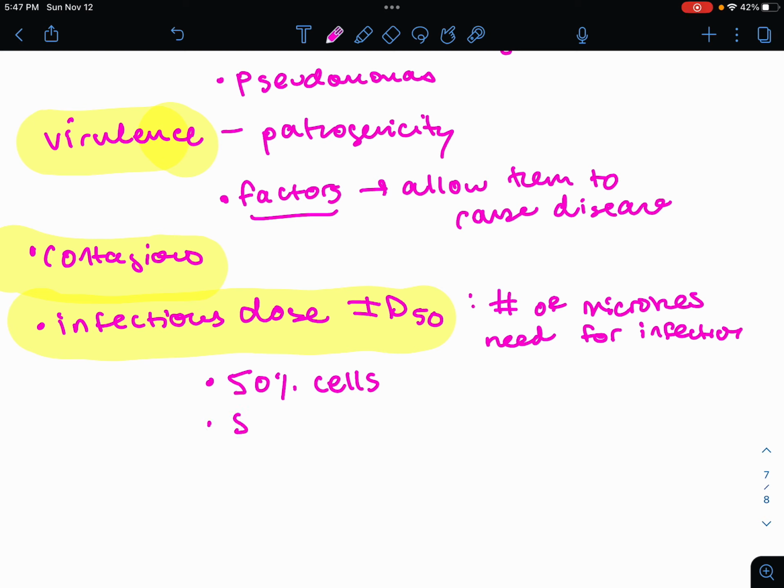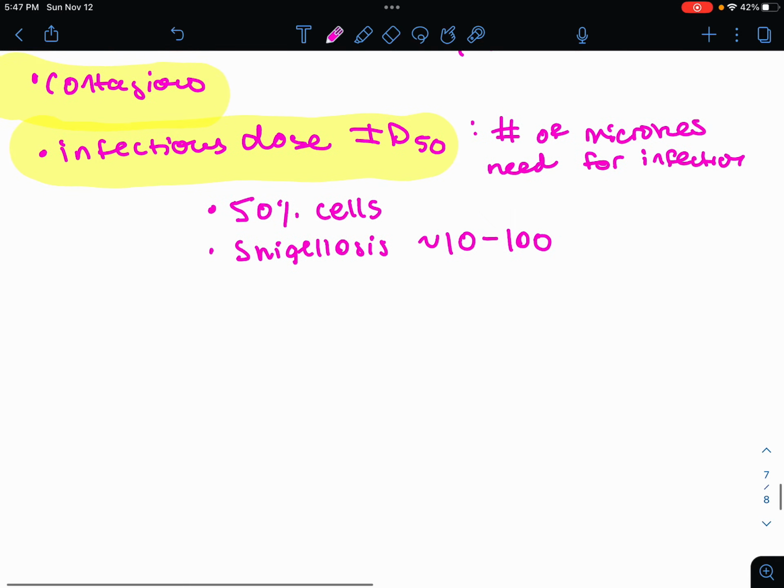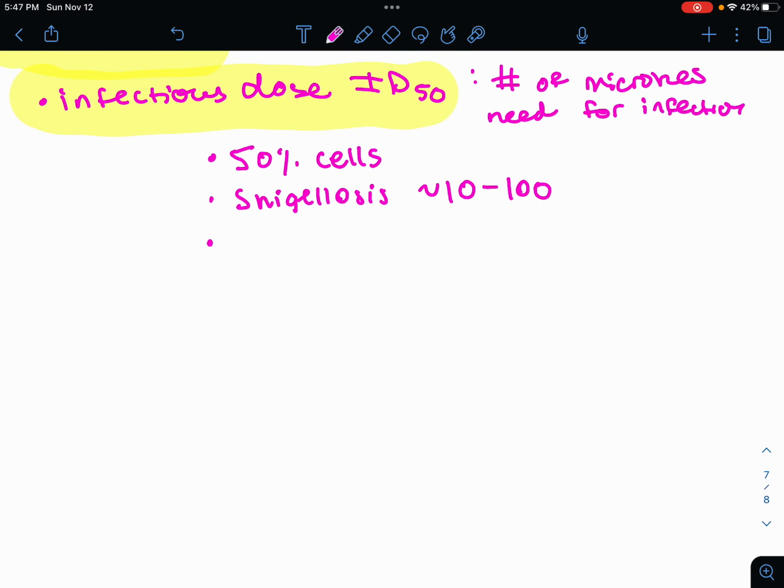For example, shigellosis, ID50 is about 10 to 100 of those bacteria versus salmonella, needs as many as 10 to the 6, not 16 to the 6, 10 to the 6 ingested Salmonella enterica in order to cause infection. Sorry about that, really fumbled the words there.